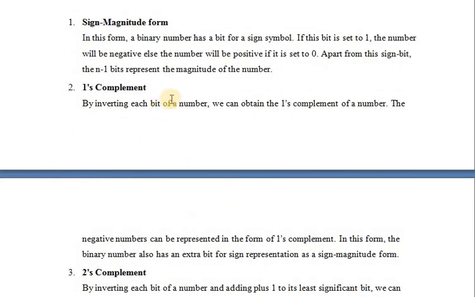By inverting each bit of a number we can obtain the ones complement of a number. The negative numbers can be represented in the form of ones complement. In this form, the binary number also has an extra bit for sign representation as in the signed magnitude form.